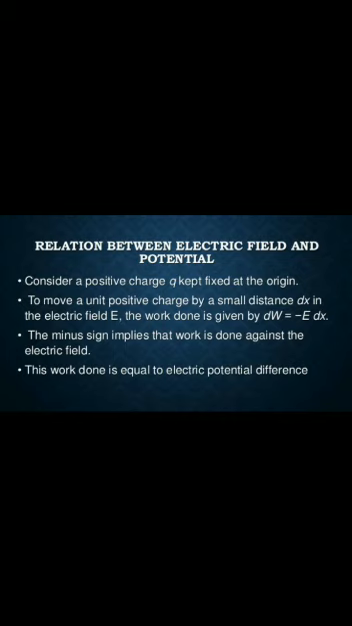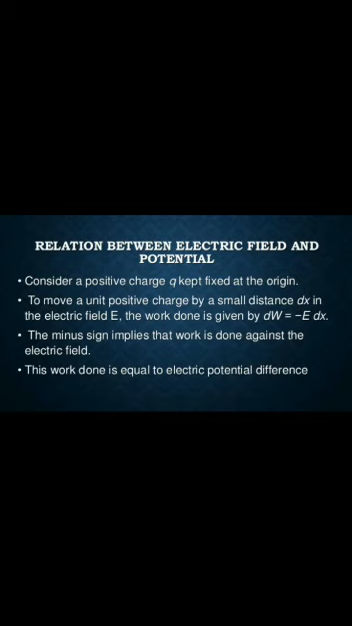Next, let's move into the relation between electric field and potential. Consider a positive charge Q kept fixed at the origin. Let this be the source charge. To move another unit positive charge by a small distance dx in the electric field E, the work done is given by dW = −E dx.